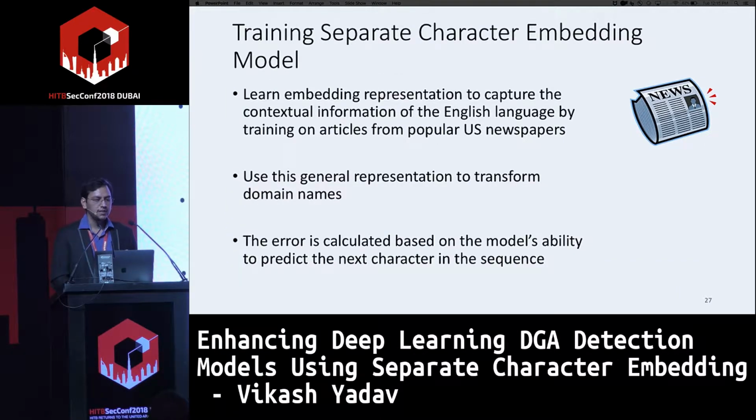So what we propose is to have a separate character embedding model that's going to be trained on normal English text instead of the input domains. And through that training process, it's going to learn which sequences of characters usually occur in natural English language. It's going to have that contextual information about English language encoded as part of the embedding representation. And we are going to use this general representation of English language to then convert our domains to a vector space.